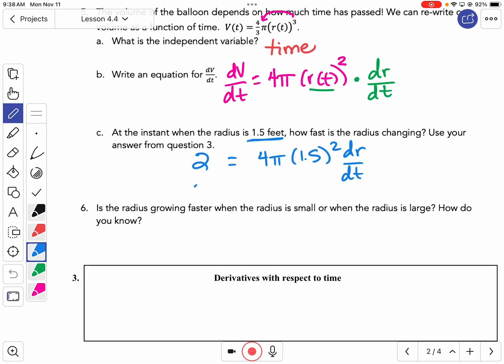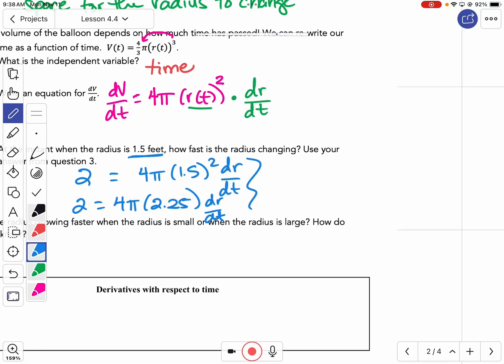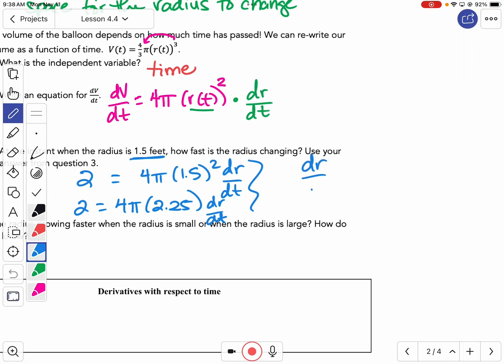So if we solve, we'd get 2 equals 4 pi times 2.25 dr/dt. And then to get dr/dt, it's going to equal 2 divided by all of this, 4 pi times 2.25. We're definitely going to get a decimal. It's definitely going to be a calculator question.